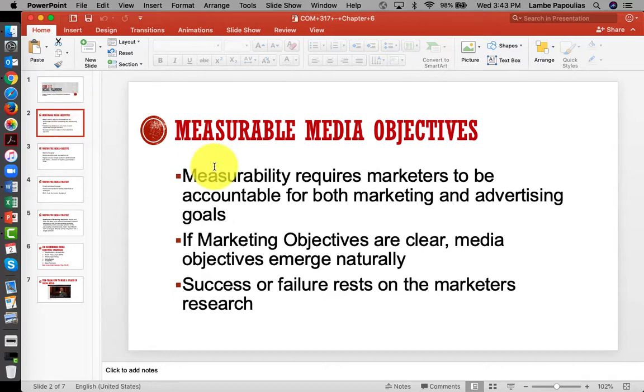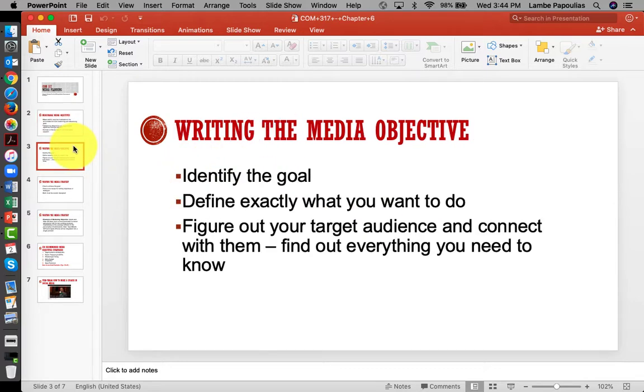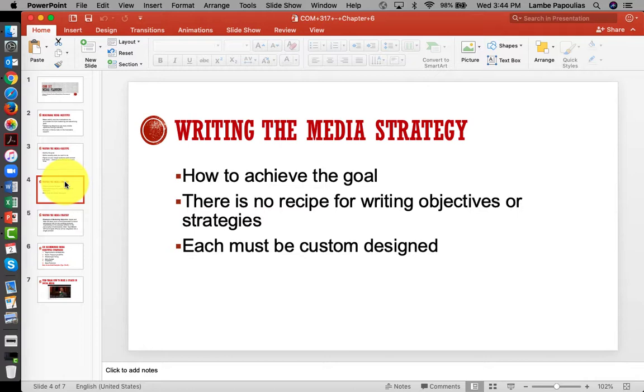And you need to make sure to have measurable media objectives. Measurability requires marketers to be accountable for both marketing and advertising goals. If the marketing objectives are clear, media objectives emerge naturally. Its success or failure rests on the marketer's research. So your objectives need to be measurable. Identify the goal, define exactly what you want to do, and figure out your target audience and connect with them. Find out everything you need to know about them. How are you going to achieve this goal? There's no recipe for writing objectives or strategies. Each must be custom designed. So come up with the ones you feel would be necessary for the company or organization that you're working for.